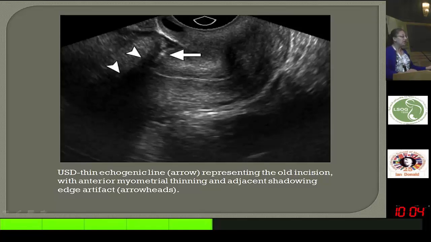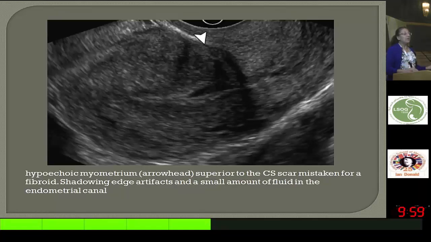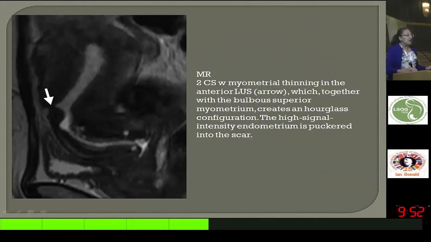So this line is the scar, and this is shadowing from the stitches. This is also the area of the scar and shadowing. Here, this is an MRI. You can see that myometrium, and you can see that this patient has had two previous C-sections. There is an outlet between this, and the myometrium has thinned, and you can see how thin the myometrium has become.